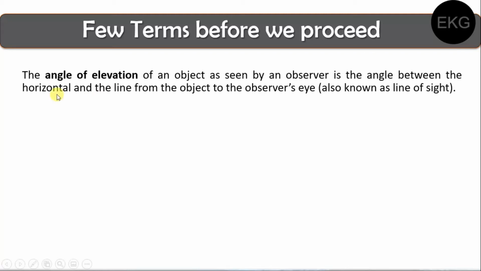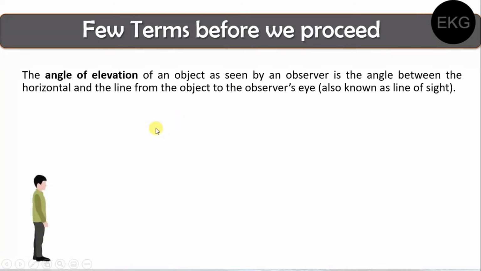Okay? The first one is what we call the angle of elevation. So the angle of elevation of an object, as seen by an observer, is the angle between the horizontal and the line from the object to the observer's eye, also known as line of sight. So again, the definition is a bit complicated. Let's look at it through an illustration so we can see it better. What does this mean?